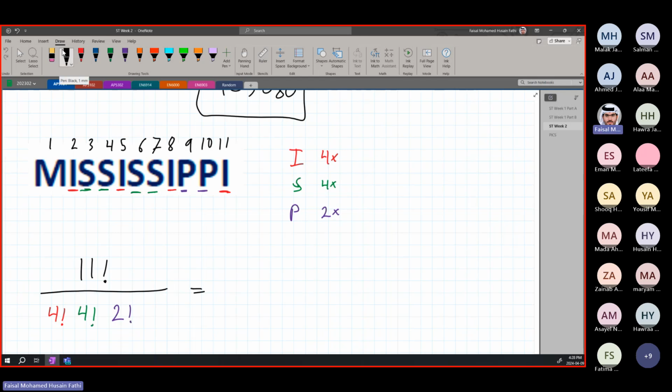So 11 factorial over 4 factorial times 4 factorial times 2 factorial. 34,650. All right? 34,650.